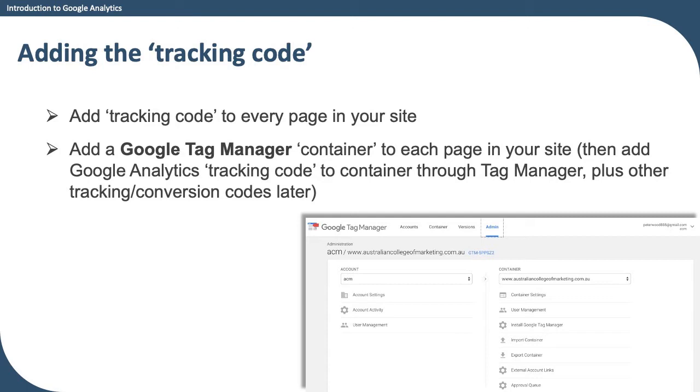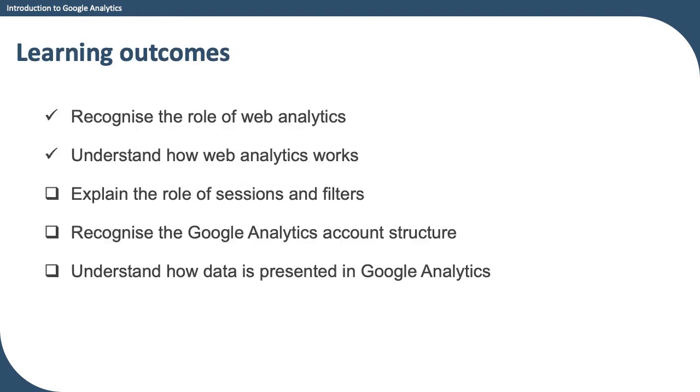However, the benefit here is that whenever you want to add new tags to pages, such as a conversion tracking code for AdWords, you can add it to your container through the Tag Manager tool without having to touch any of the site's code. So control of the tracking code moves from the IT department to the marketing department. Next, we'll briefly look at the role of sessions and filters within Google Analytics.